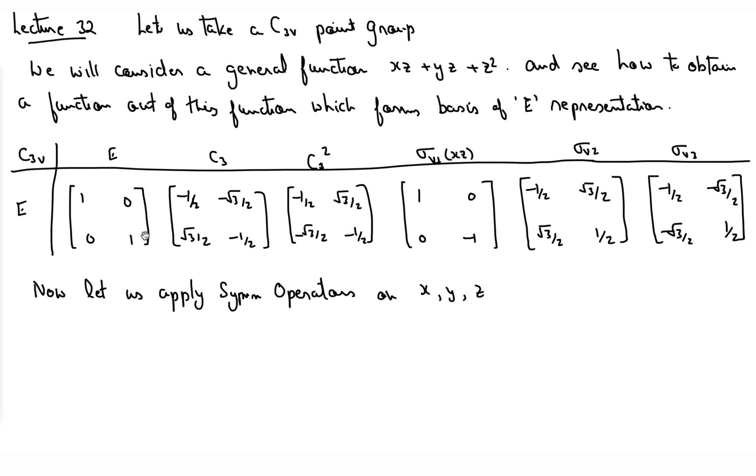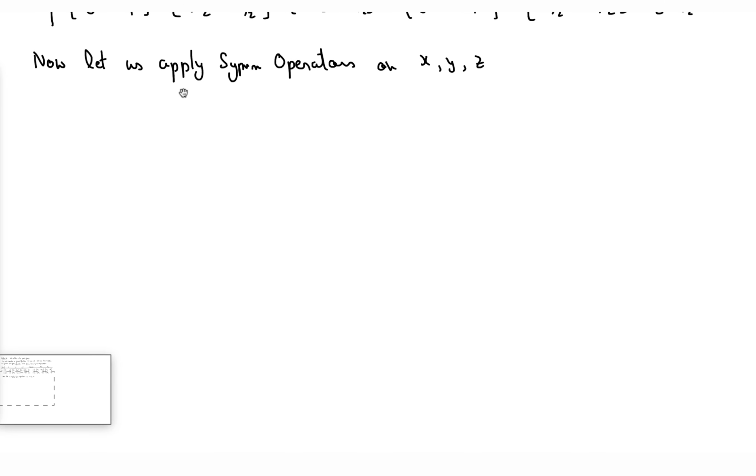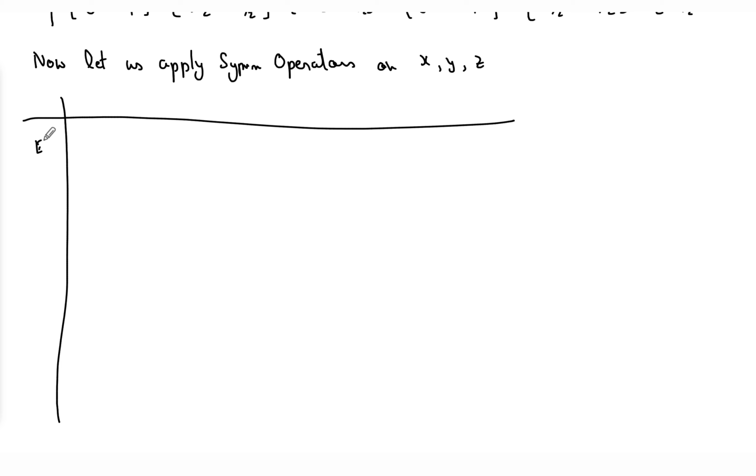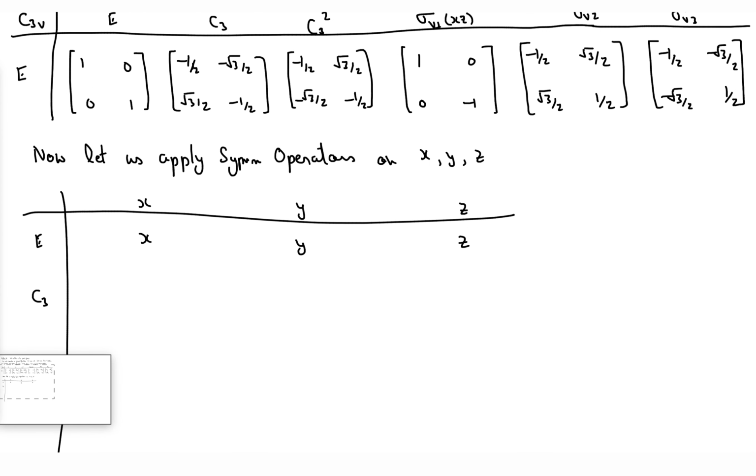Let us do it systematically, because we are going to be using all of this, so let's make a table out of it. Here I'm going to write the operator, and here I'm going to write the function: what happens to x, what happens to y, and what happens to z. When E is applied on x, it's x, and correspondingly y and z. So nothing changes, right? Now for C3, we can use this matrix to say what happens if we apply C3 onto x. We get minus half x minus root 3 by 2 y.